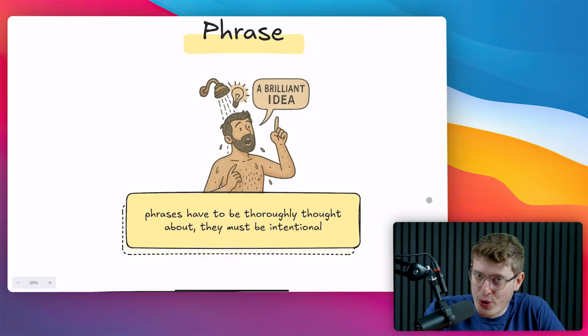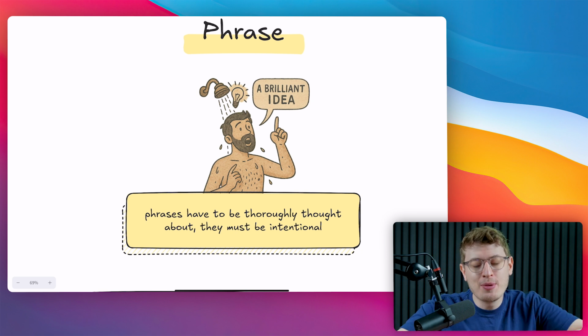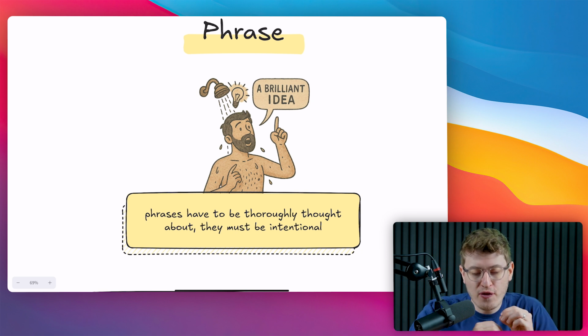Phrase is the next one on the list. Now, this is the most important element of a design, and I know what you're thinking. Placement encompasses the entire design. Phrase is the single element of a design. And so placement is the important part of the whole design, but the phrase is a single important element. And if done badly, no one will buy. Literally no one. Phrases have to be thoroughly thought about.